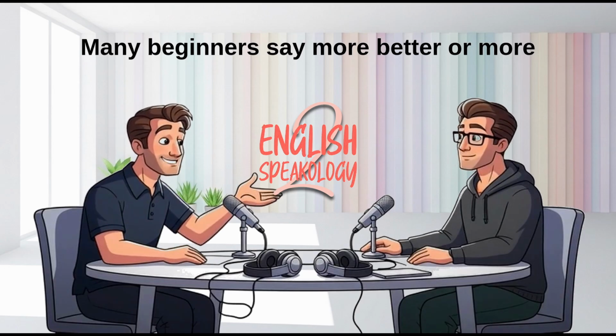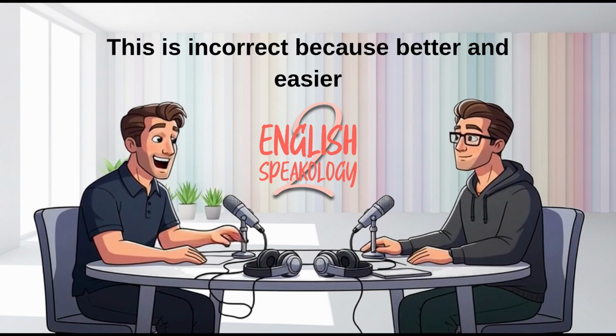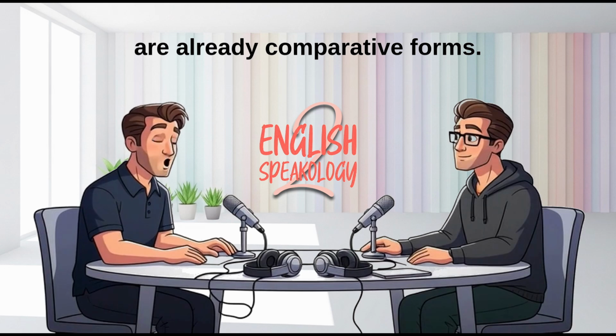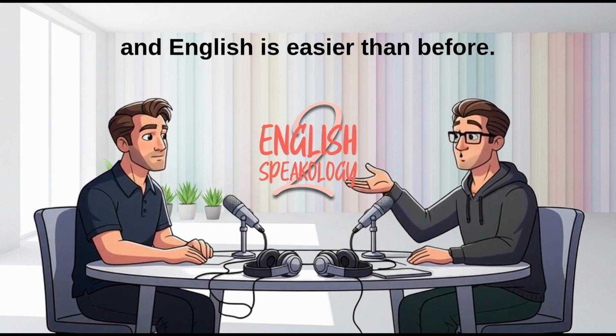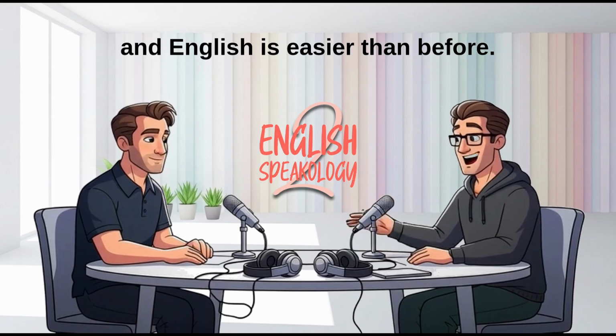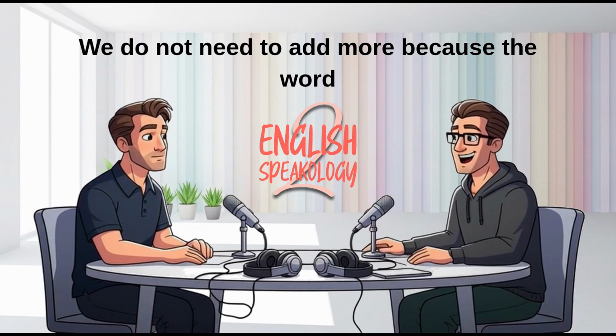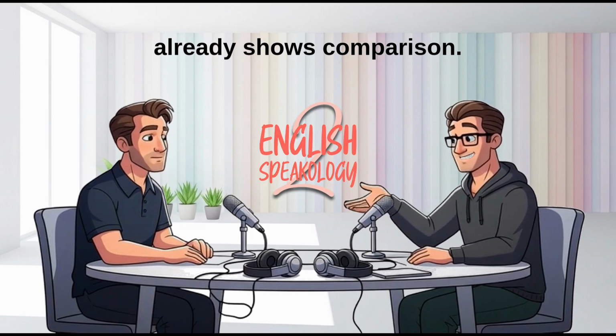Many beginners say more better or more easier. This is incorrect because better and easier are already comparative forms. The correct sentences are, this book is better, and English is easier than before. We do not need to add more because the word already shows comparison.